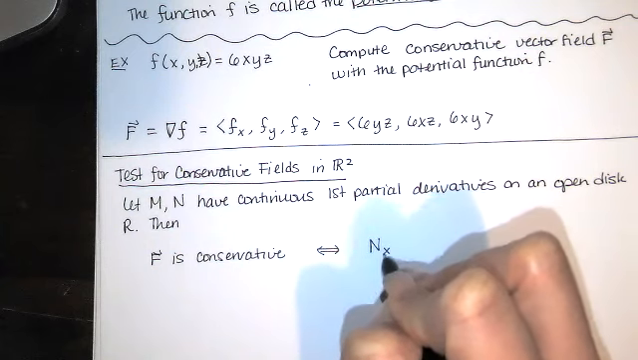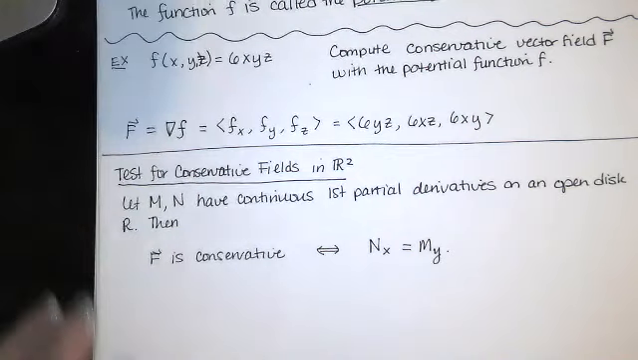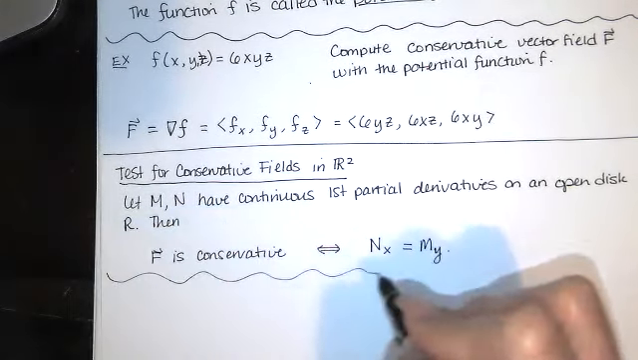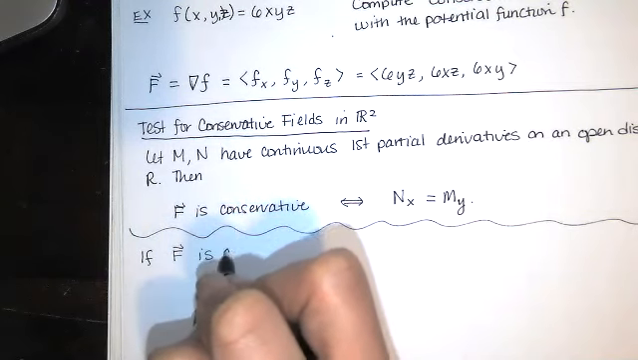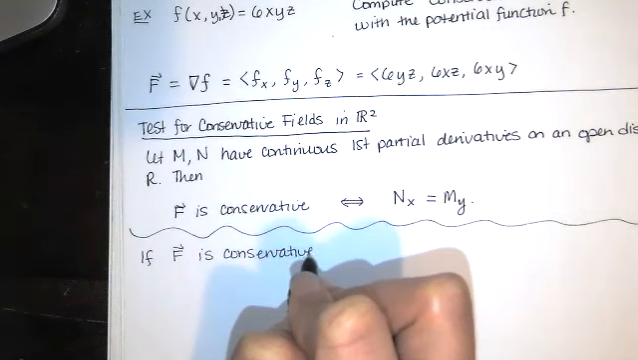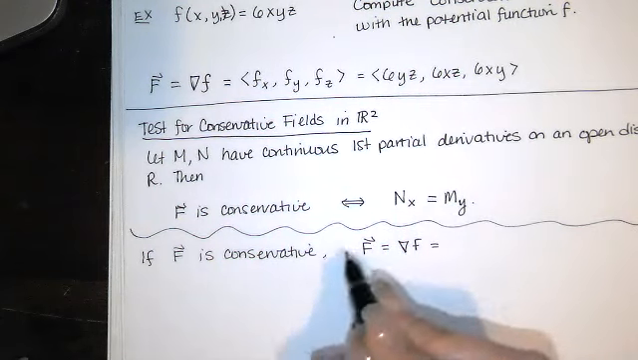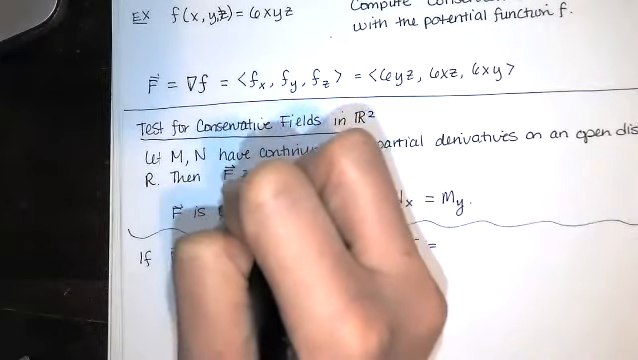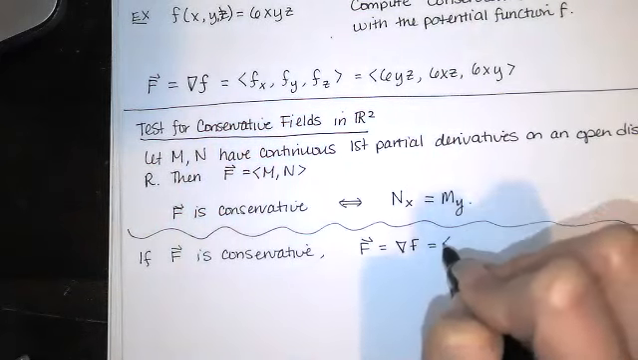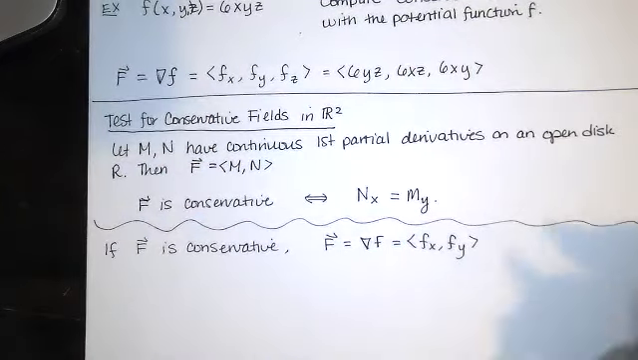The partial of n with respect to x is equal to the partial of m with respect to y. And I think this really makes sense. So let's think about it. If F is conservative, well, then what do we know about it? Then F equals the gradient of some function little f, since this is a field in R2. So F has 2 components, m and n. This gradient has 2 components, the partial of f with respect to x and the partial of f with respect to y. If F is conservative, this is true for some function f.